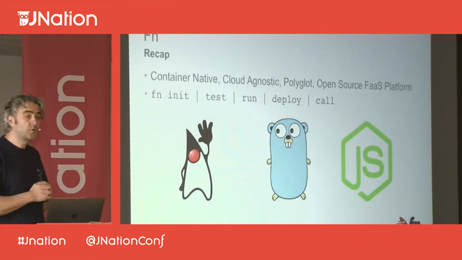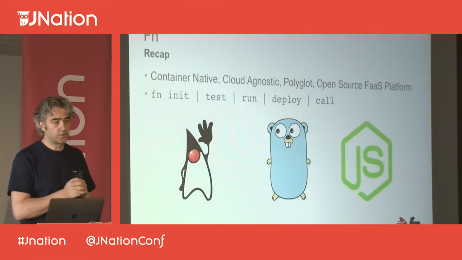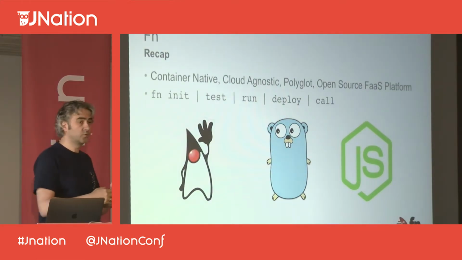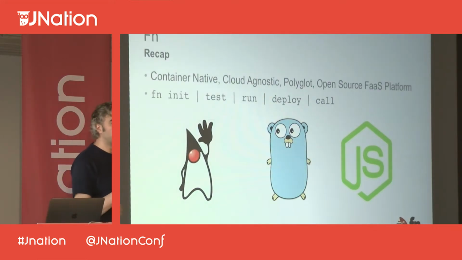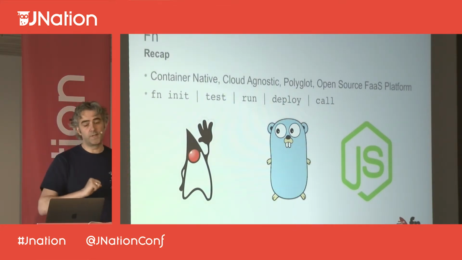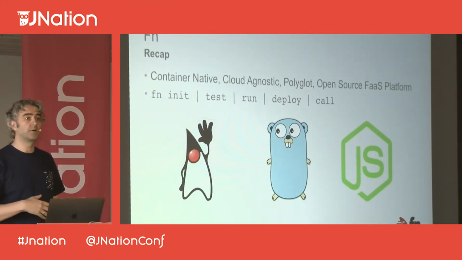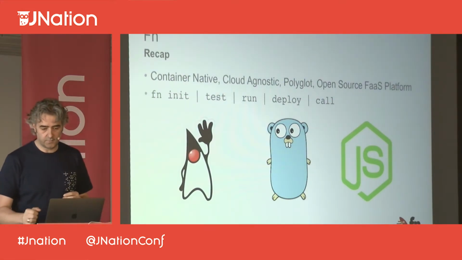And last but not least, we have the FN CLI. It's really your entry point to the complete FN infrastructure. So you saw fn init to bootstrap a function, fn test to test the function, fn run to run the function locally using Docker, fn deploy to deploy your function on top of a managed FN infrastructure, and finally fn call to invoke a given function.